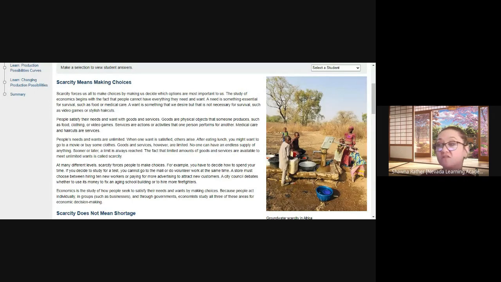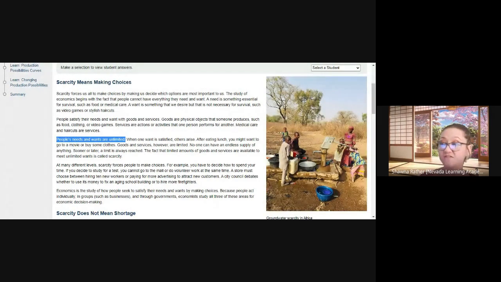People's needs and wants are unlimited. Let me repeat that. People's needs and wants are unlimited. Once one need or want is satisfied, we don't just stop. We don't go, okay, I got food today, I don't need any more food ever again. No, we're always going to want or need more. That's what we mean by unlimited. When one want is satisfied, others arise. After eating lunch, you may want to go to a movie or buy some clothes.